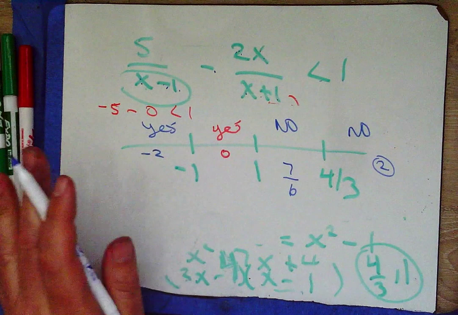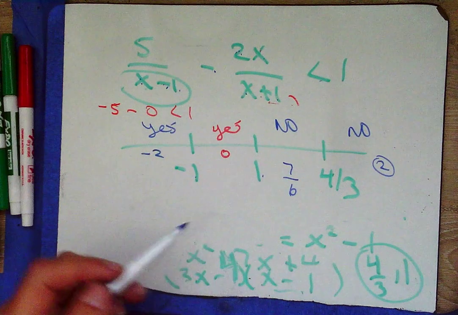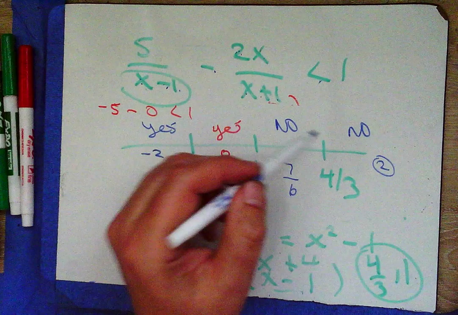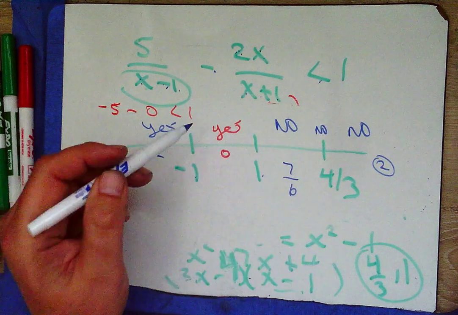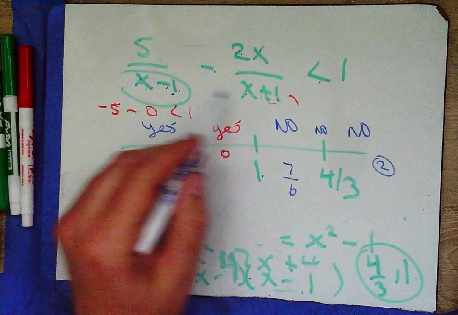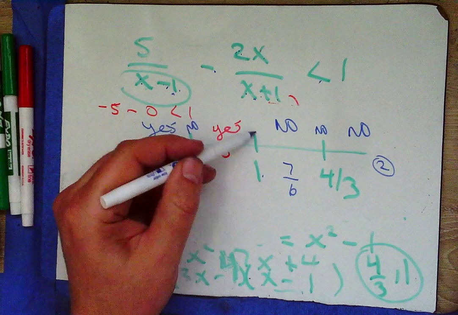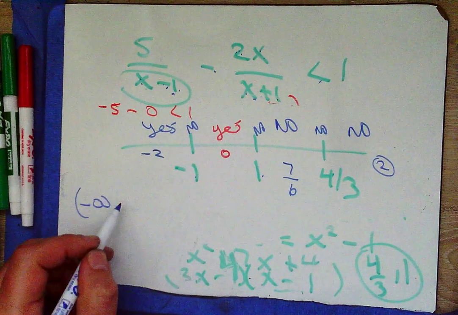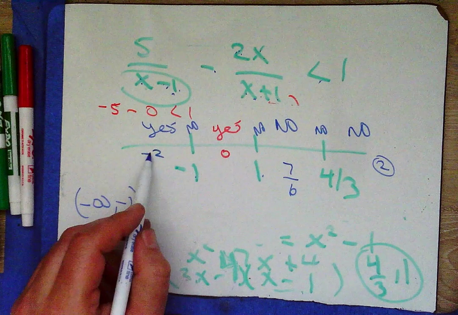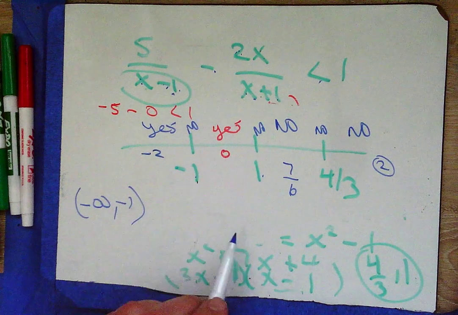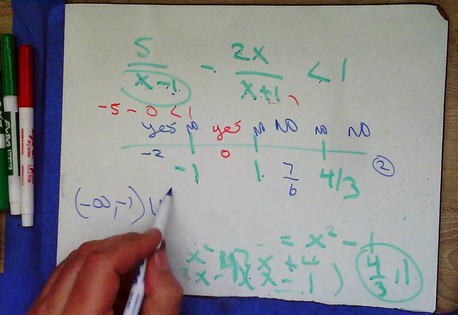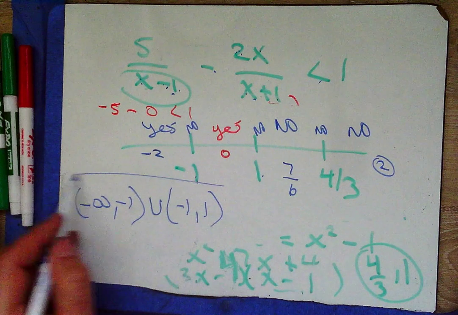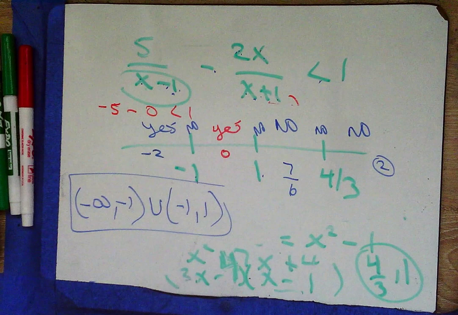Now, what about the critical points themselves? Well, I don't have an equal to sign here. So the ones I got from solving are going to be no. And these denominators are always no. So my answer then is negative infinity to negative 1. Don't use negative 2, your test value. Use negative 1, the critical number. Union negative 1 to 1. Okie doke. All right. Inequalities.